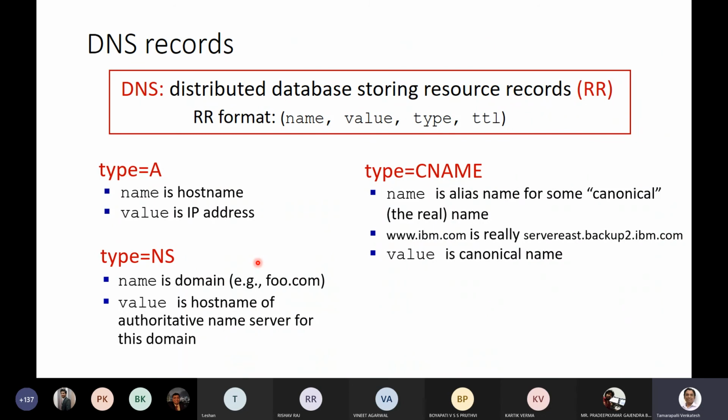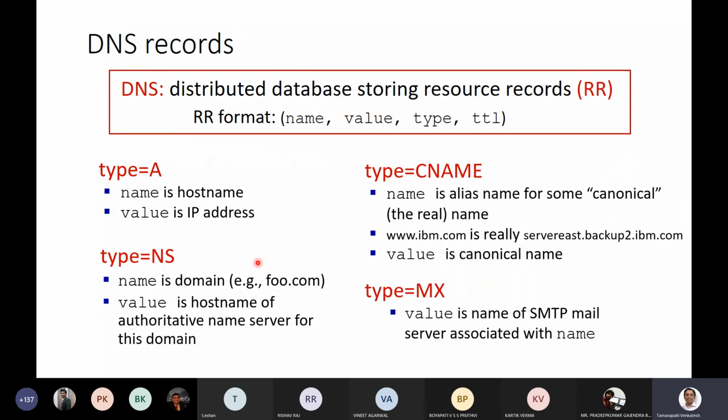So here both the name and the value are names. Okay, and then the MX record will help you to get the mail server name or the name of the machine which is responsible for the mail server. So for example, as I was mentioning, IITG's mail server may be stored in a machine called patkai.iitg.ac.in, in which case the MX record will point you to Patkai.